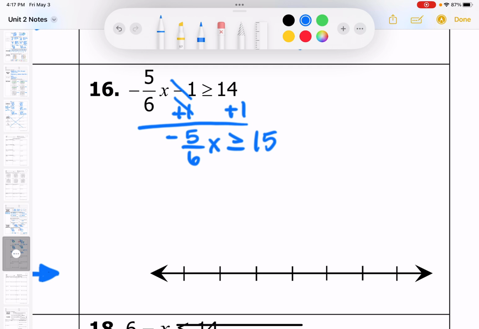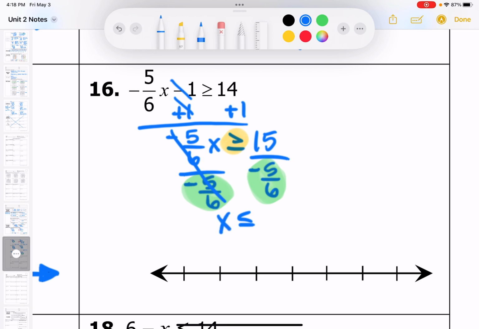Then I have to move that -5/6. So I'm going to divide both sides by -5/6. I'm dividing by a negative number, so my inequality sign is going to flip to less than or equal to. So it's x ≤ -18.